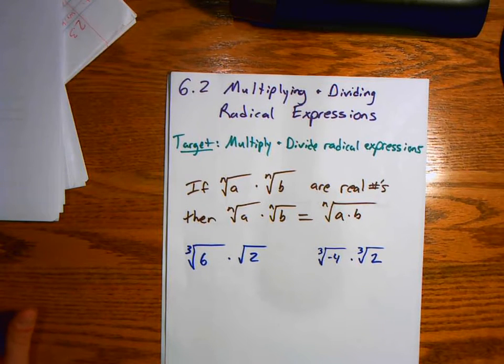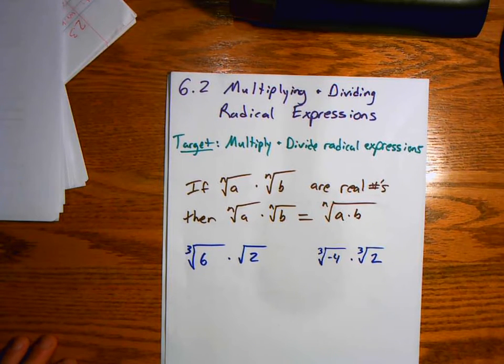Okay, today we're going to be talking about section 6.2, which is titled Multiplying and Dividing Radical Expressions. And the learning target is to multiply and divide radical expressions. It's exactly how the title is. I know the target's not very creative, but it's the best thing I could think of that describes the title.